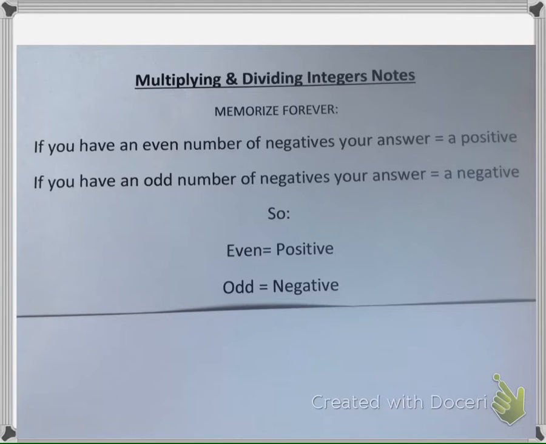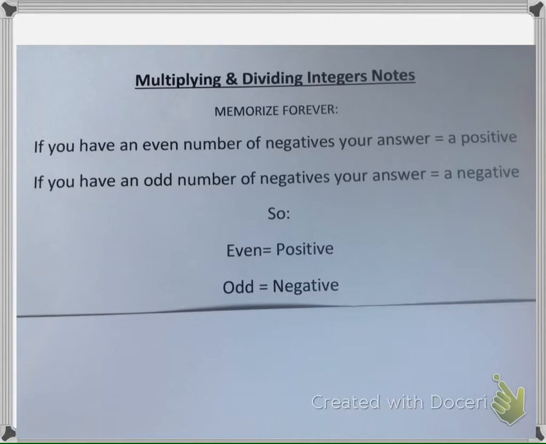So when you're multiplying and dividing integers, all you have to do is count how many negative numbers you have. If you have an even number of negatives, your answer is positive. If you have an odd number of negatives, your answer is negative. So even is positive, odd is negative. That's all you have to remember. Count your negative numbers, that's all. Not all the numbers, just the negative numbers.